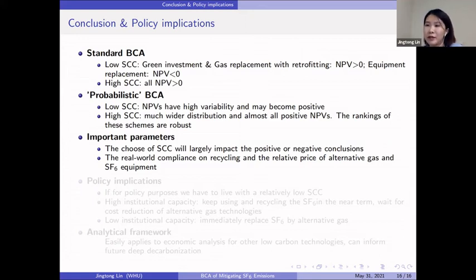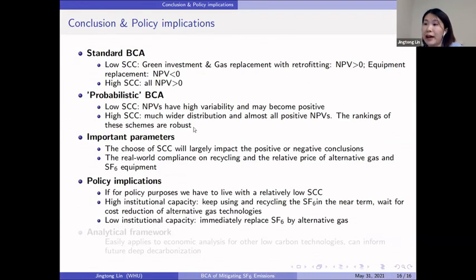And secondly, when we take into account the uncertainty of the BCA parameters, the net benefits of investing in the environmentally friendly GIS have higher variabilities. The relative rankings of these schemes are robust. And thirdly, we identify the most important parameters influencing such variabilities. The most important one is the choice of SCC, and our case is an example where such a decision will largely impact the positive or negative conclusions. Then the real-world compliance of recycling and the relative price of alternative gas and SF6 equipment are also crucial parameters.